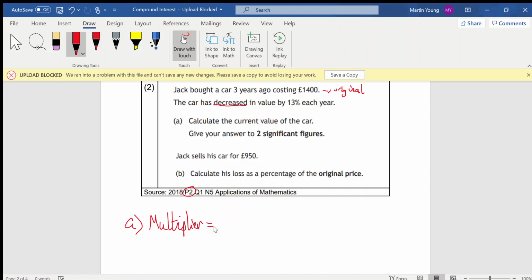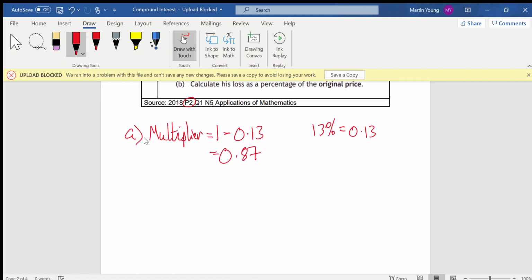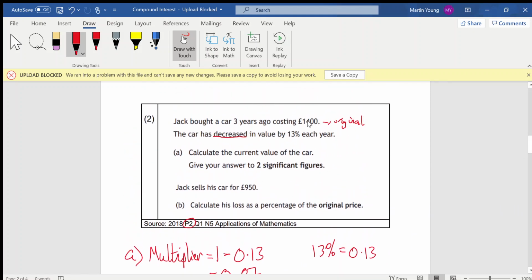Okay, so what's 13% as a decimal? Remember, you just divide by 100, so it's 0.13. We always start with 1 or 100%, and if it's decreasing, we're going to take away. So we're going to take away 0.13, and then we're going to be left with 0.87. And don't worry, just do that in the calculator if you need to double check. Might as well use the calculator if you've got it to check you don't get anything wrong. Okay, so that's the multiplier, and it was for a period of 3 years with an original price of 14,000.